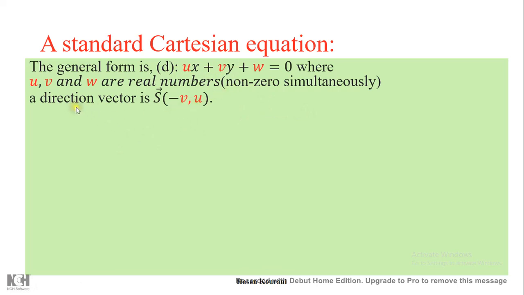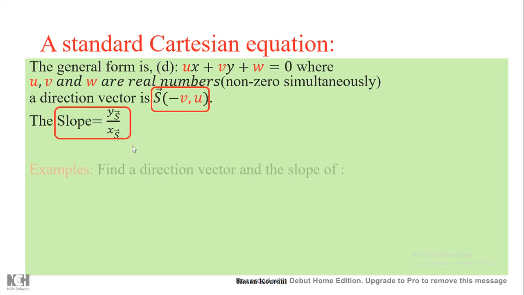In fact, a direction vector directly from the equation of this straight line is, as a rule, we have to memorize it, it has coordinates -v, u, where v and u we can pick out from this equation. Let's see the slope now for the straight line. It's also a rule: the slope must be the ordinate of a direction vector over the abscissa of the direction vector. And this is also a rule, we have to memorize it.